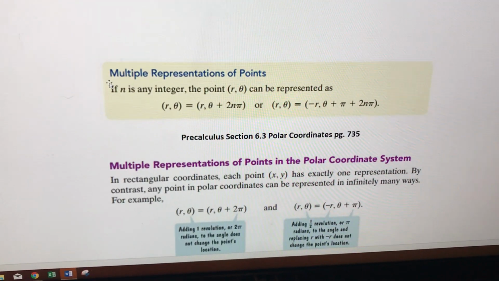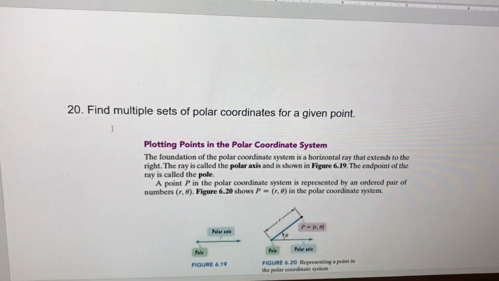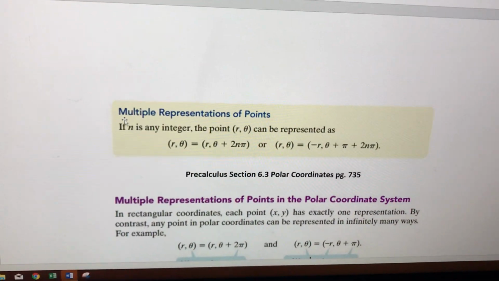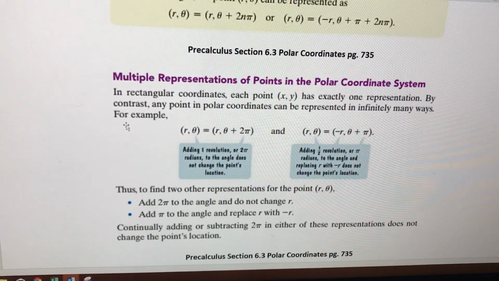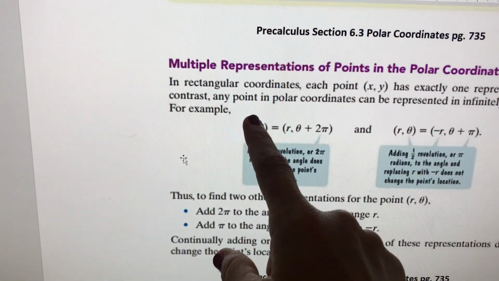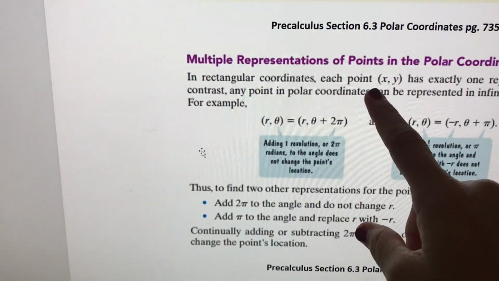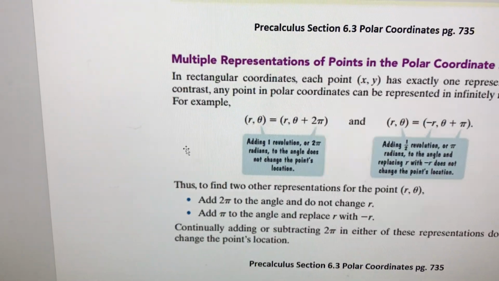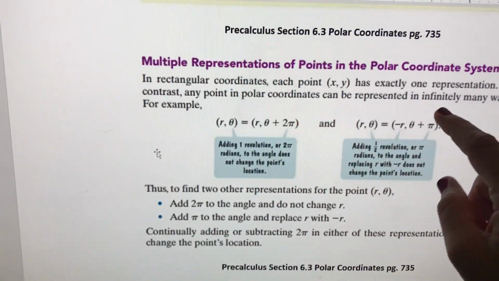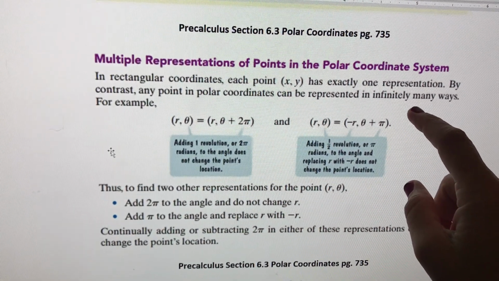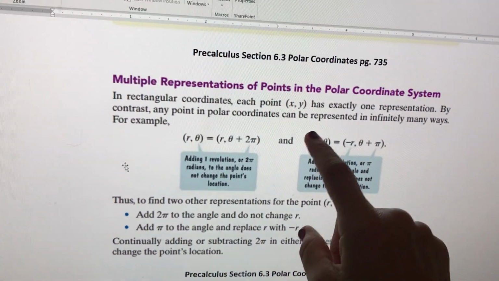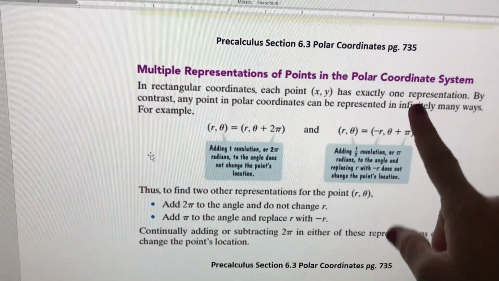Alright, so back to the question. Find multiple sets of polar coordinates. Okay. So, this is sort of a rule here. In rectangular coordinates, each point (x, y) has exactly one representation. By contrast, any point in polar coordinates can be represented infinitely many ways. Infinite ways.